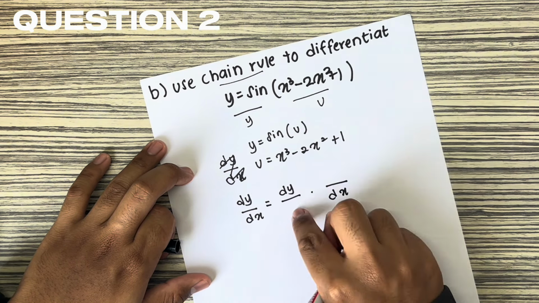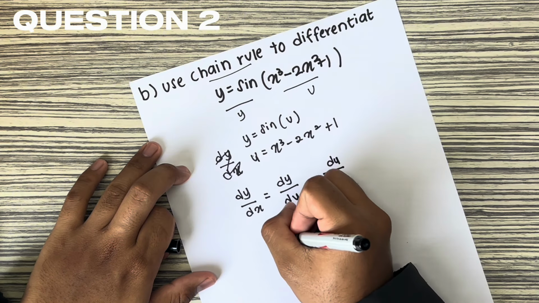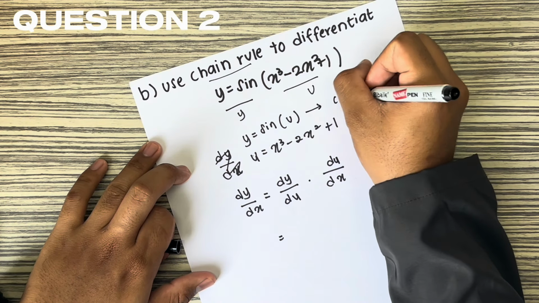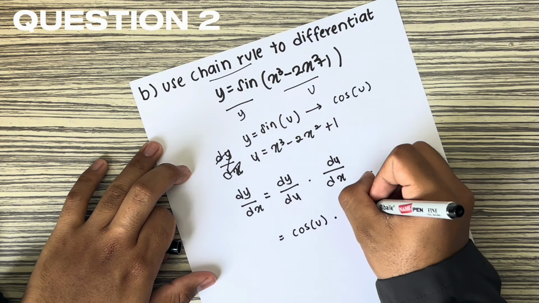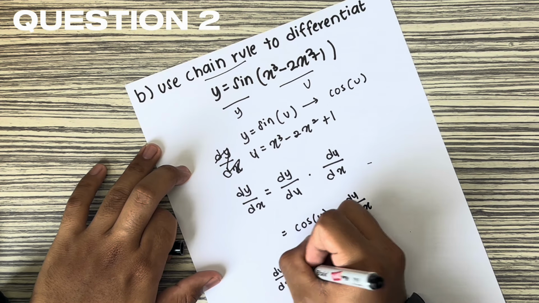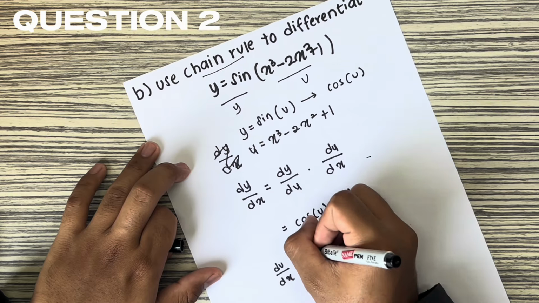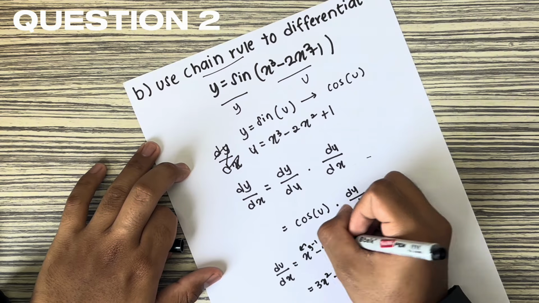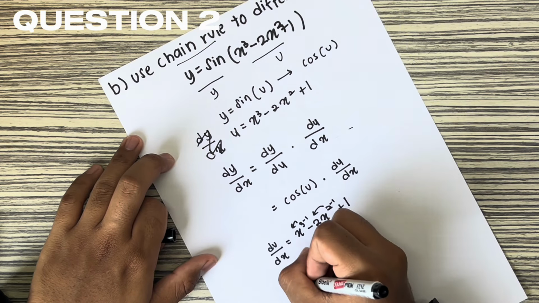So let's write the formula. So the question asks for u, so we need to write the u. And then our dy/du is sin, so we need to differentiate it to cos. And then we need to multiply with du over dx. So our du over dx is x cubed minus 2x squared plus 1, so we need to differentiate it. Yeah. So we got 3x squared minus 4x.